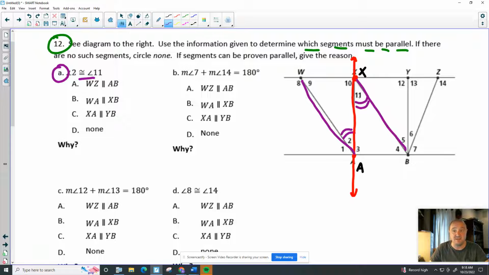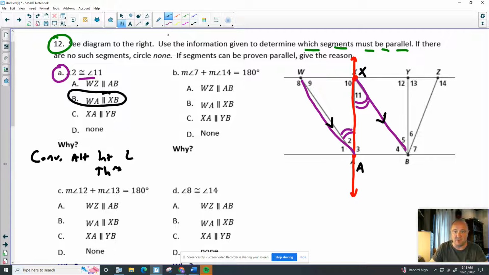And when alternate interiors are congruent, then lines are parallel. So this does tell us that this line is parallel to this line. So the correct answer is XB is parallel to WA. And the reason is the converse of the alternate interior angles theorem. And remember, when we prove lines parallel, it's always got to be a converse.